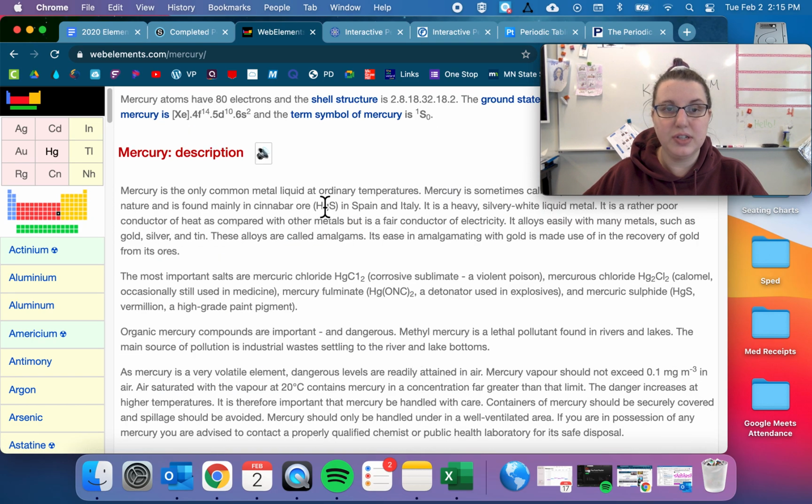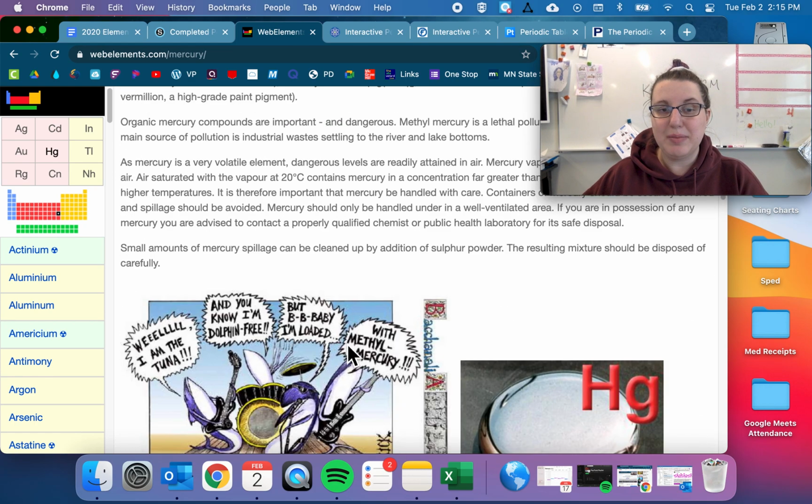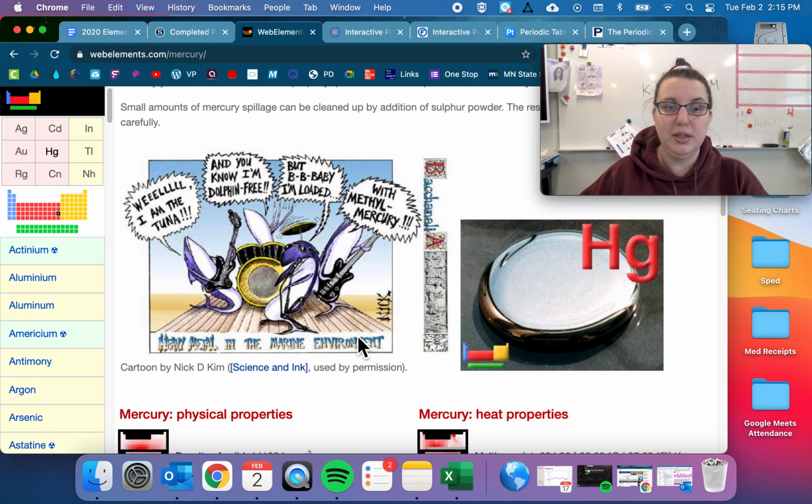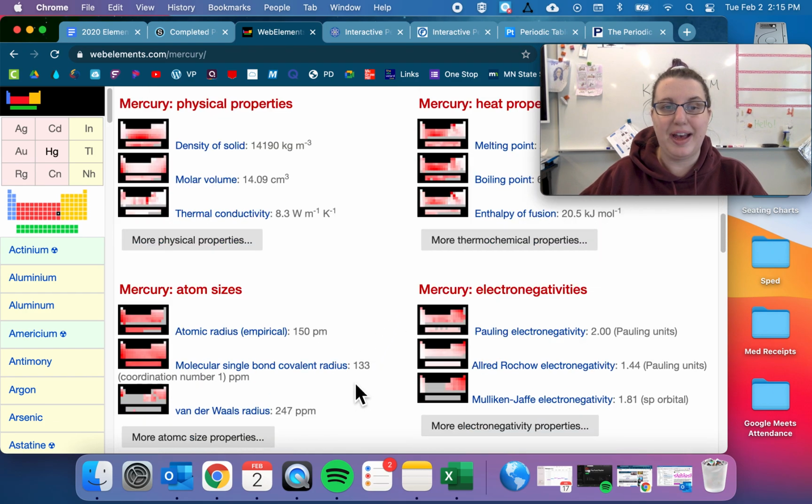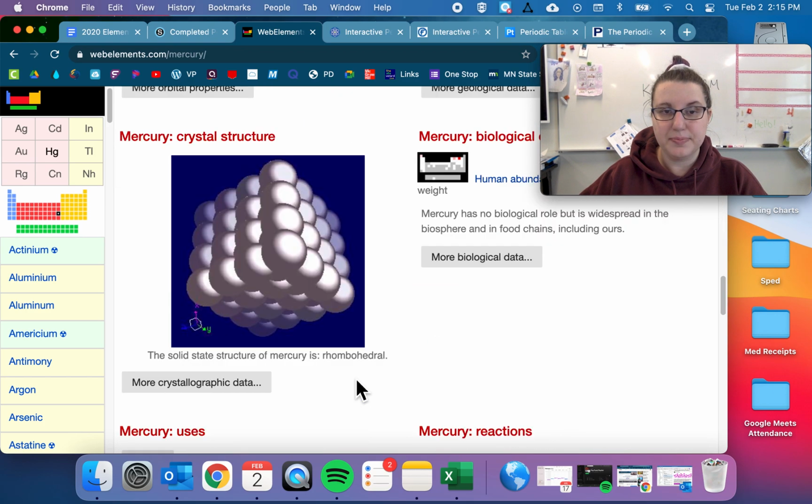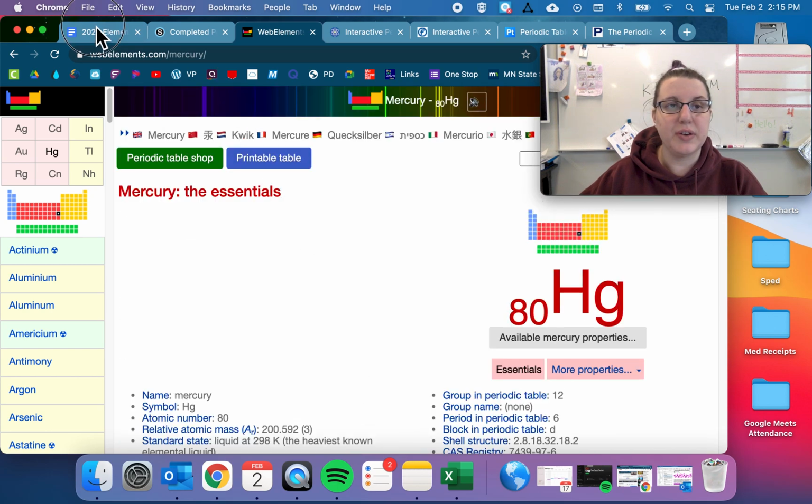And it also goes into more description down here. So feel free to read through this. Some of it might be kind of above your level, but it tells you some great stuff about your element. So that's one resource that you have.